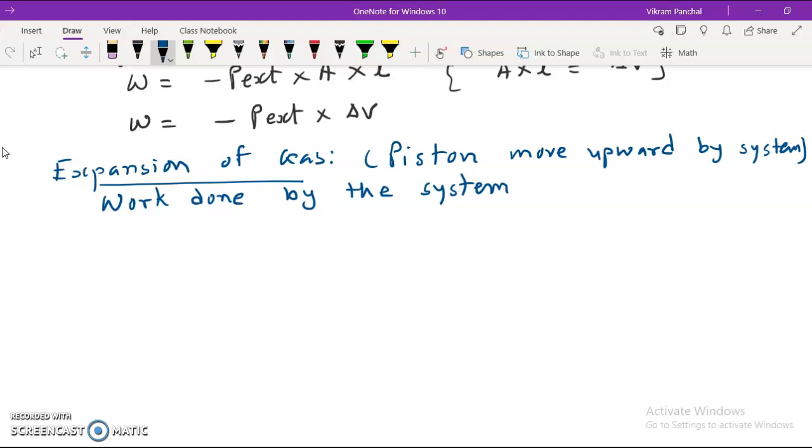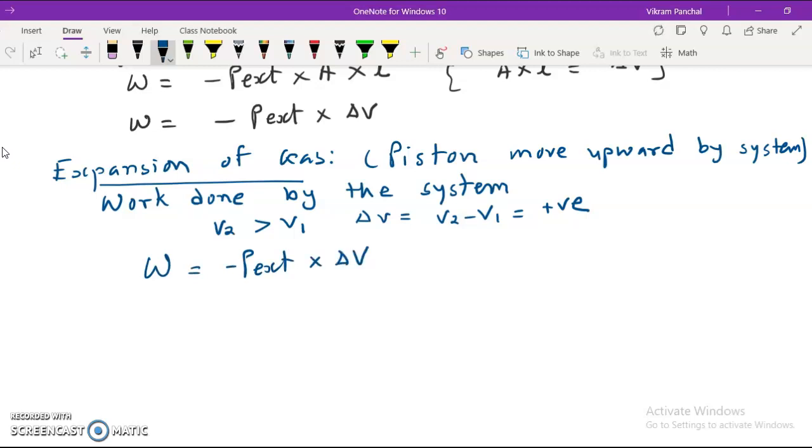When work is done by the system, the final volume V2 will always be greater than V1, therefore delta V, which is V2 minus V1, is positive, and W will be minus P external into delta V. If delta V is positive, W will be negative. So when work is done by the system, W will be negative, that means W is less than 0.